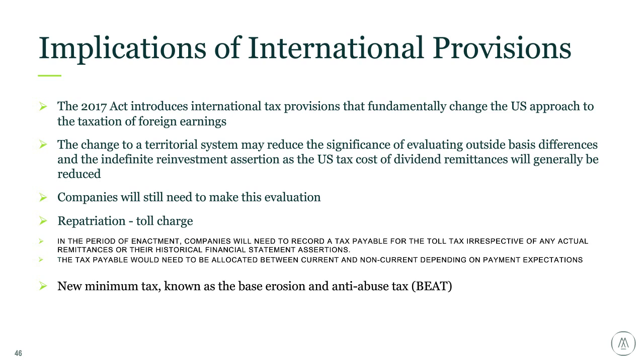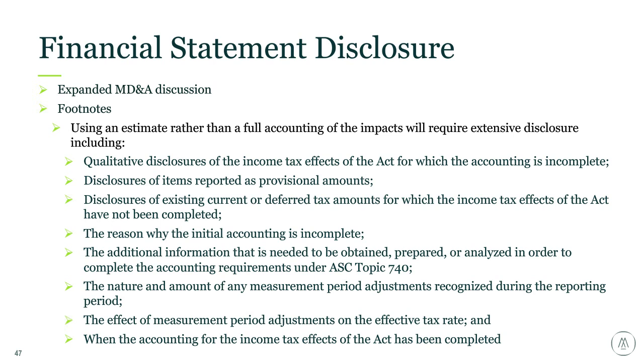Along with all this, there'll definitely be some changes in your financial statement disclosures. The guidance provided by the SEC suggested that when companies make provisional adjustments to their financial statements, those amounts being estimates, those amounts will be disclosed, and all of the details are required to be included so that readers can understand when the actual impacts will be recorded. So this is a significant expansion and something to be aware of as you get into the actual disclosures in the financial statements.